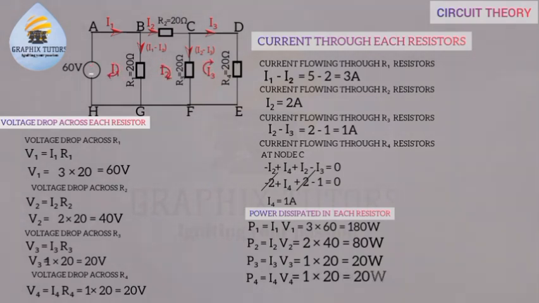So we calculated the power dissipated in each resistor, right? The next thing is we calculate the total power delivered by the source, right? So we're going to add all of them. The first one is 180, so 180 plus 20 is 200, plus another 20 is 220, plus 80, that would be 300, right?